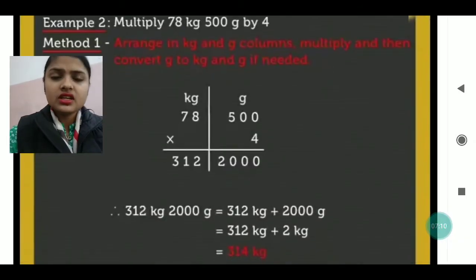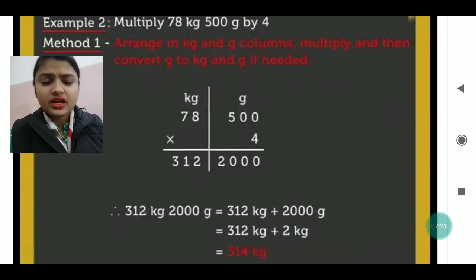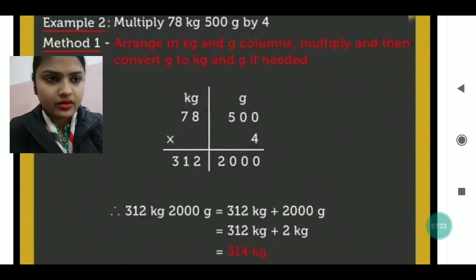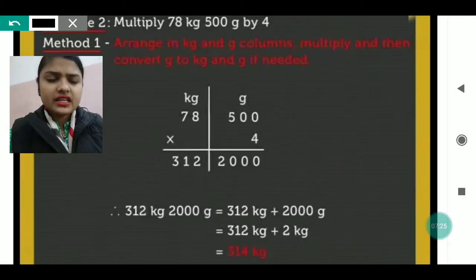In the same way, this one is also here for you. There it is given in kg and gram, means the mass is given. Arrange in kg and gram column first and multiply then, and convert gram to the kg. Means the same thing. Okay, just see what has been done.